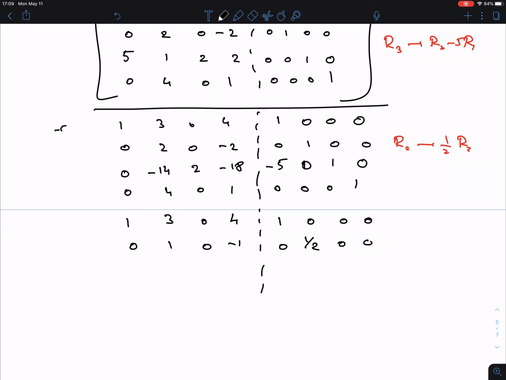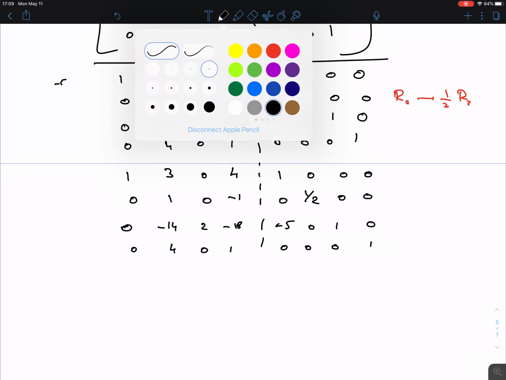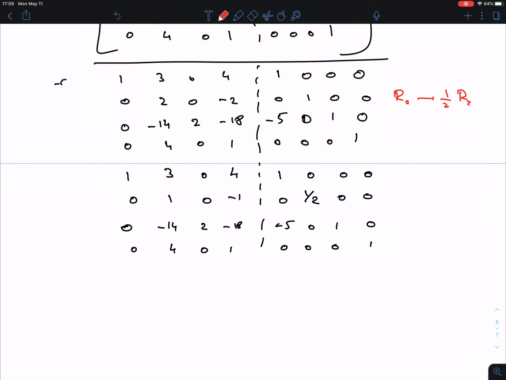So a half here, and all the rest stays the same. That's 0, negative 14, 2, negative 18, negative 5, 0, 1, 0, 0, 4, 0, 1, 0, 0, 0, 1. Okay. Next is using this pivot to get the two numbers beneath it to 0. So row 3 plus 14 times row 2, and row 4 minus 4 times row 2.